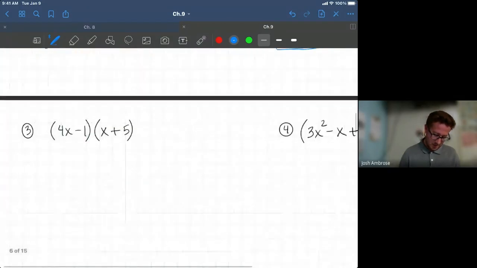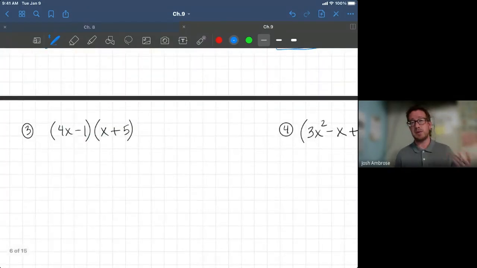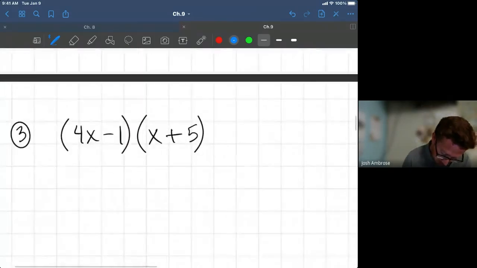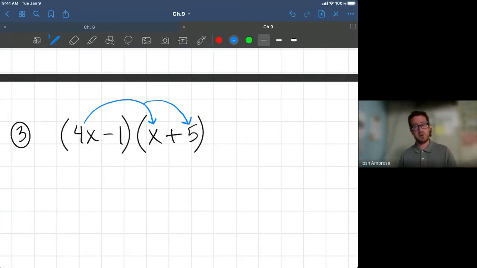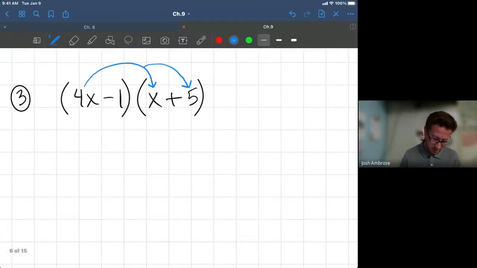Now comes the double distributive property. So 4x is going to go here, and it's going to go here. Let's do that first before we proceed. So 4x multiplied by x, let's see if we can start to figure this out a little quicker here. It's going to be 4x squared.